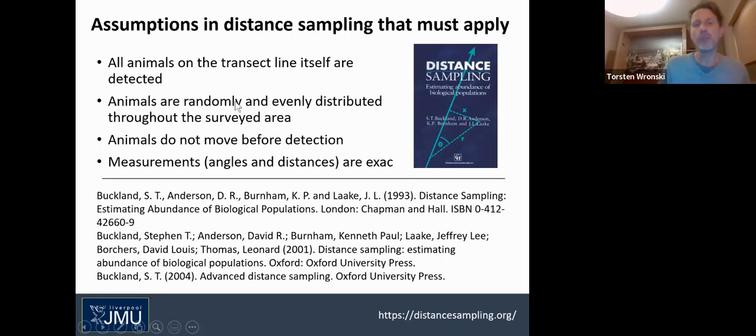The animals should be evenly distributed throughout the surveyed area. This is often very difficult to achieve. And animals should not move before first detection. Moreover, all measurements, the angles and the distances, must be exact, so ideally measured using a rangefinder.